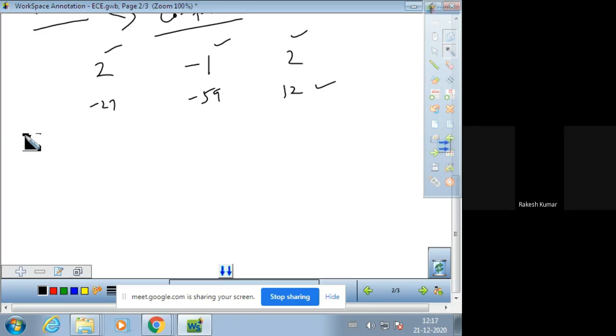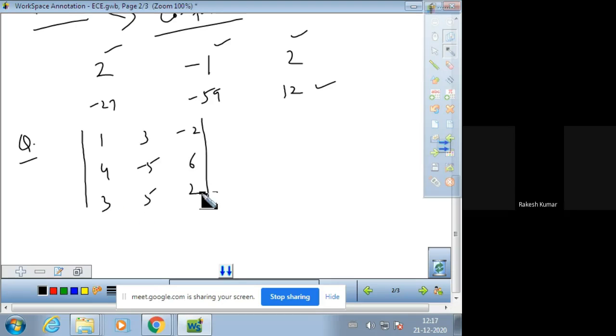Let us see one more question. We have a determinant: 1, 3, -2, 4, -5, 6, 3, 5, 2. Name this determinant delta again. Now you just need to find the minor of 1. The minors of this matrix can also be written like this: M11, M12, M13, M21, M22, M23, M31, M32, M33.